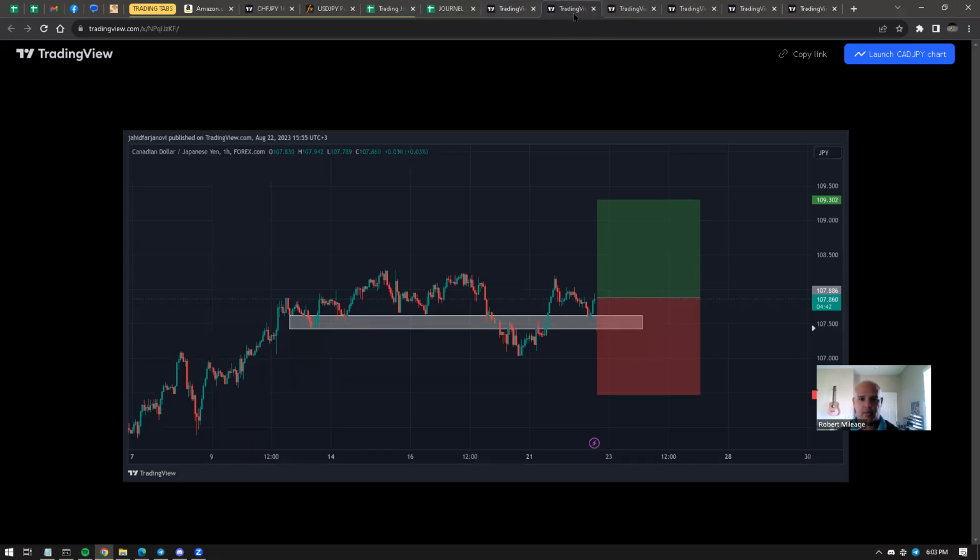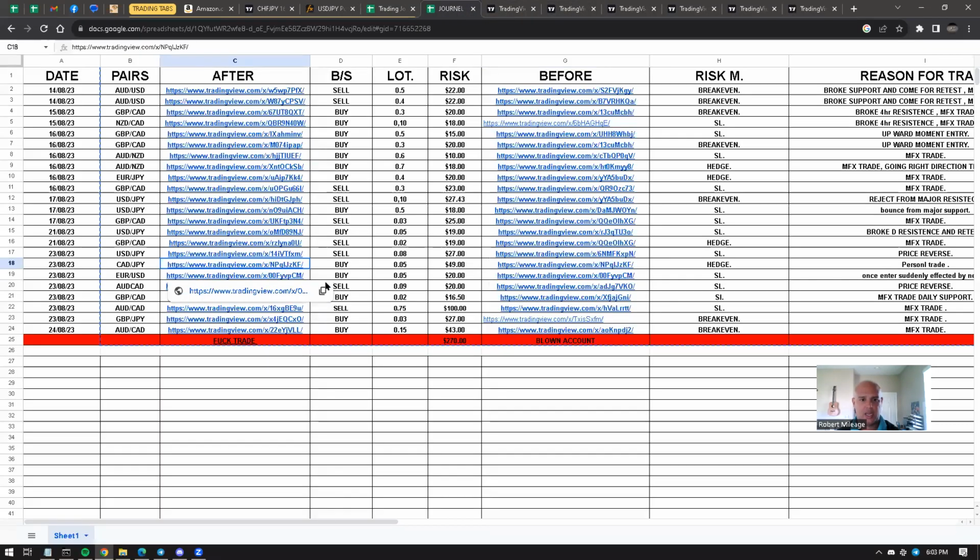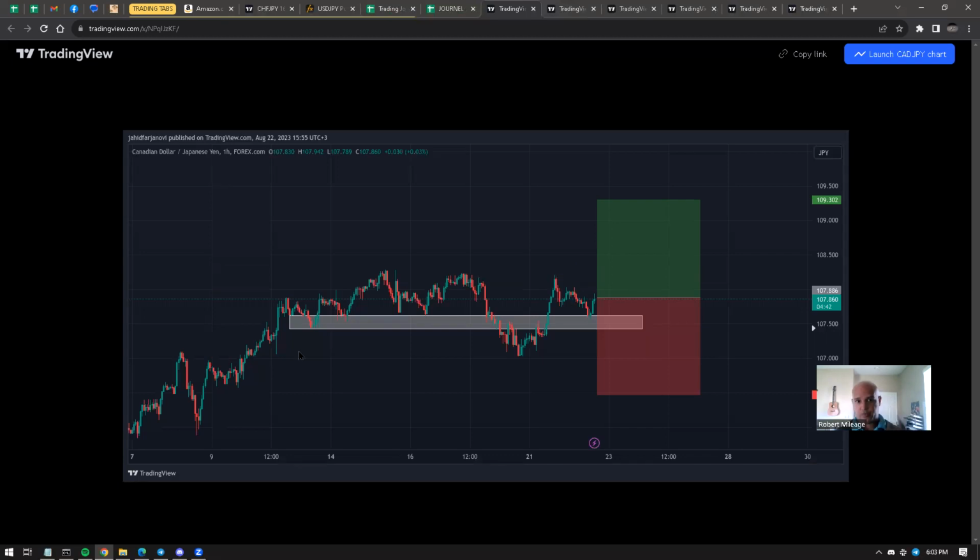CAD JPY. That is the same screenshot. Okay. So this next one's actually the same screenshot as well. Yep. So, personal trade, I can sort of see you have some support that's here. It was broken, tested as resistance, came back, tested as support. But in the grand scheme of things, support came here. Support came here. Support didn't go higher. Resistance, there. Resistance, not really.